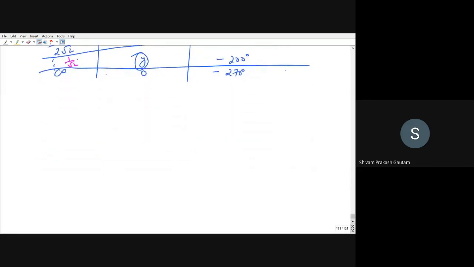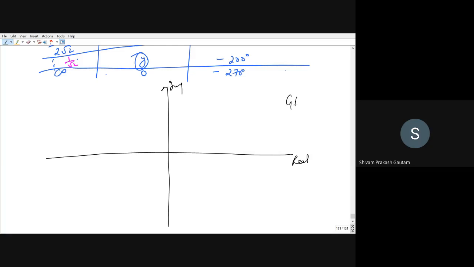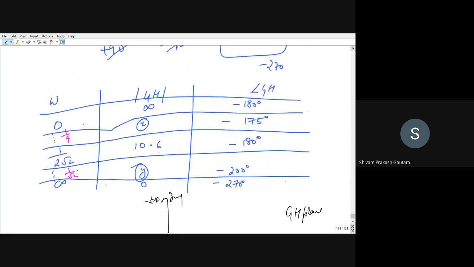Now we'll draw the polar plot. This is real, imaginary. The polar plot is drawn on the GH plane. This is 0 degree, minus 90, minus 180, minus 270. So when omega is equal to 0, what is the magnitude? At omega is equal to 0, we are having magnitude as infinite and phase as minus 180 degree.